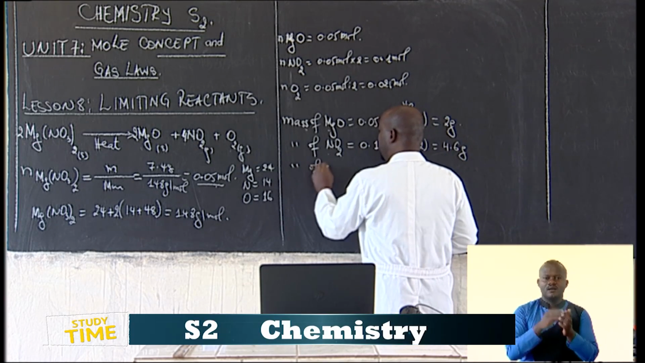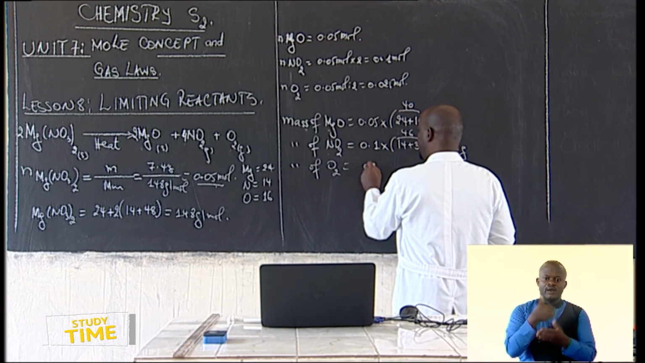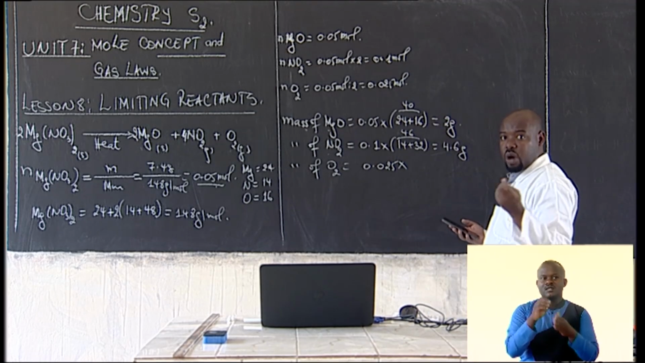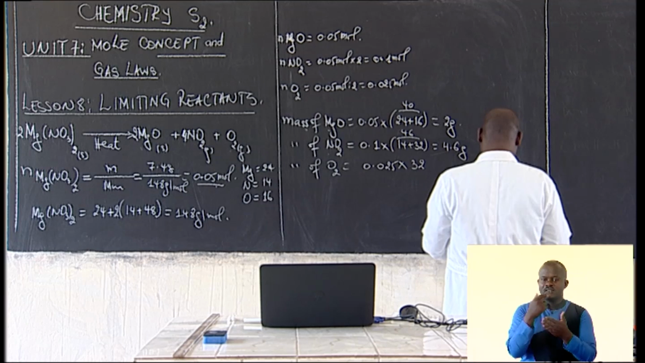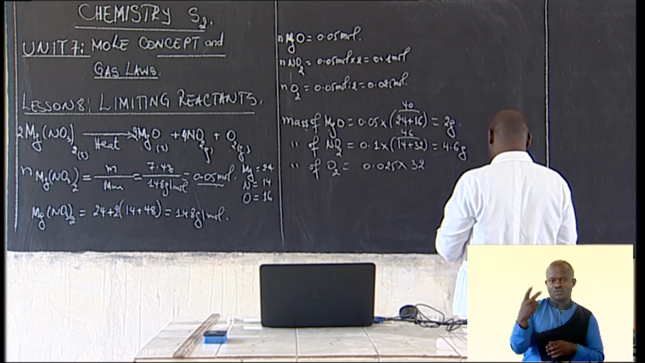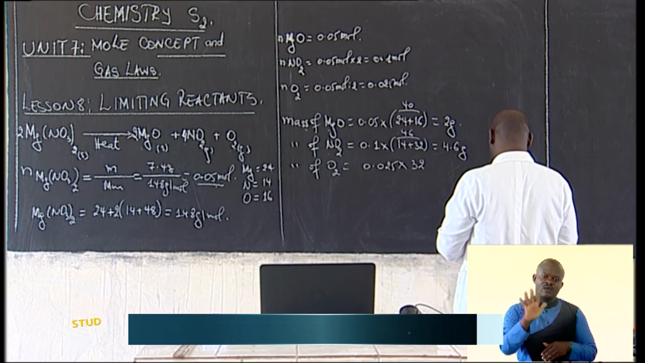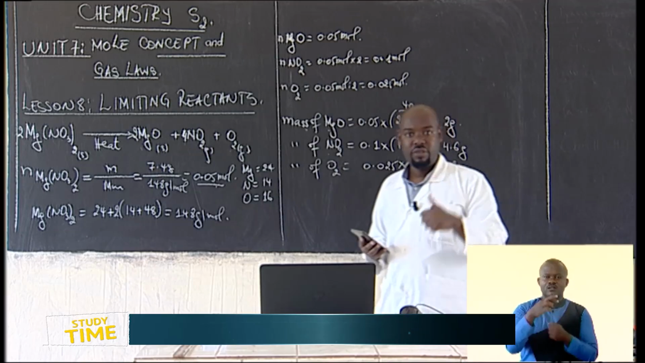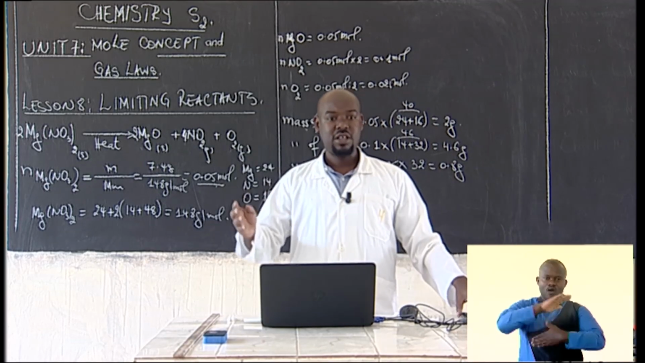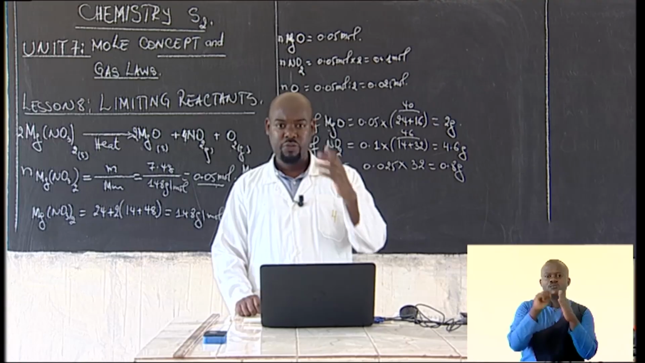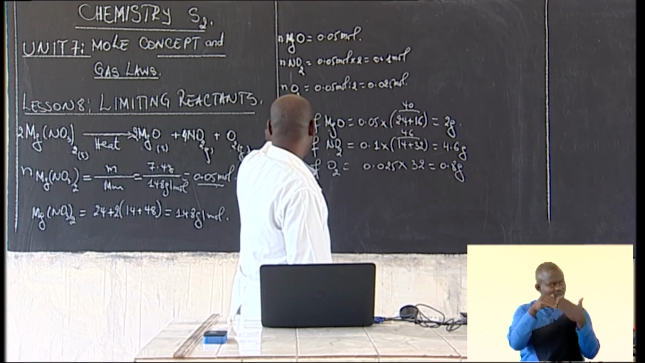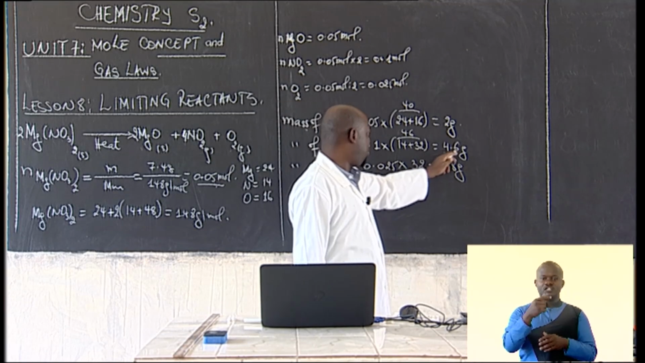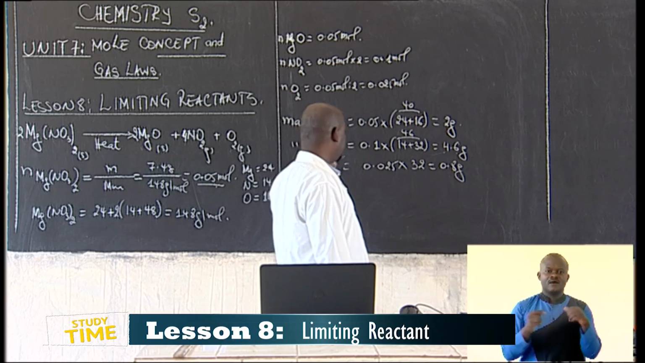And the mass of oxygen, we have 0.025 times, what is the molar mass of oxygen? It's 32. And 32, we have 0.025 times 32, we have 0.8 grams. So we have all the masses for each product formed. For magnesium oxide, we will have 2 grams, for nitrogen dioxide, we will have 4.6, and for oxygen, we have 0.8.